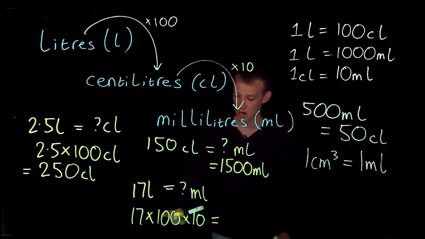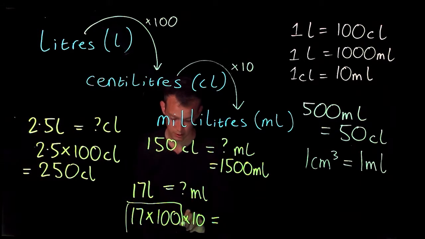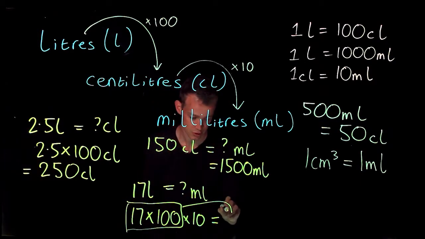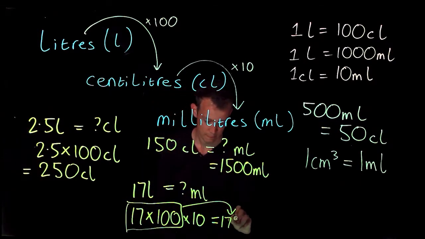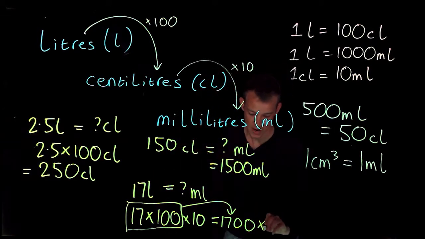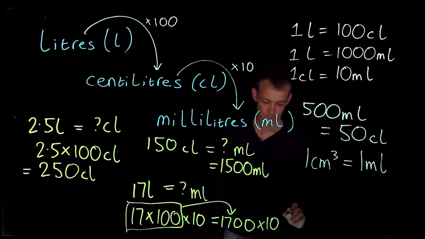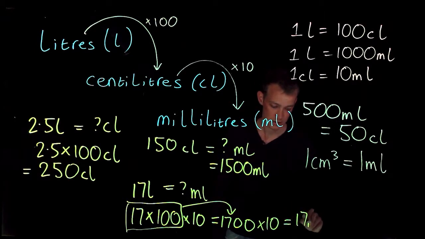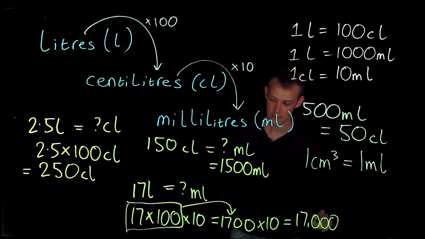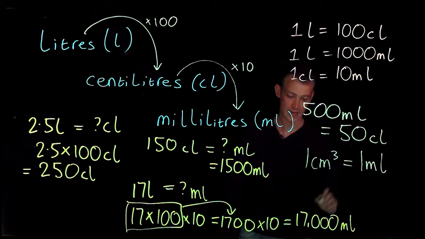17 multiplied by 100, well, I'm going to do that bit first. 17 multiplied by 100 is the same as 1,700. I then need to multiply it by 10, which will give me 17,000. And my answer is in millilitres.